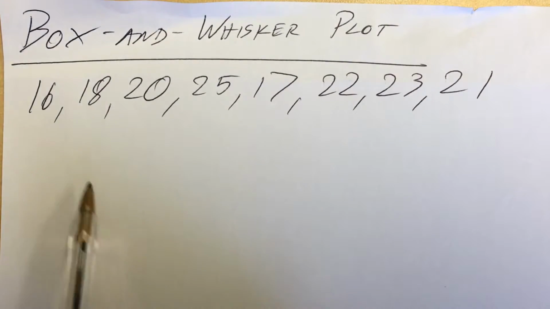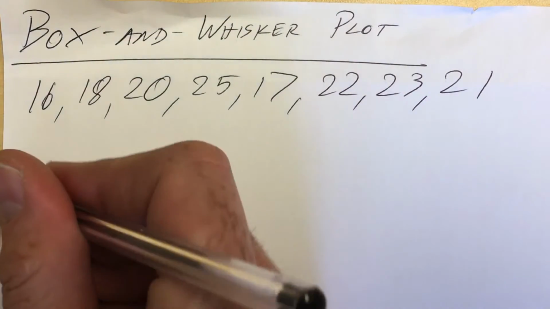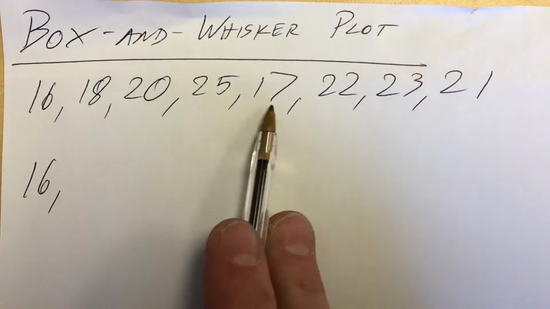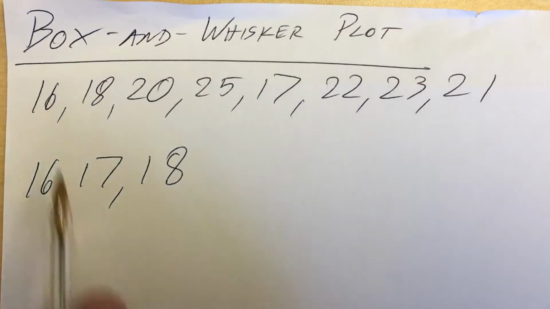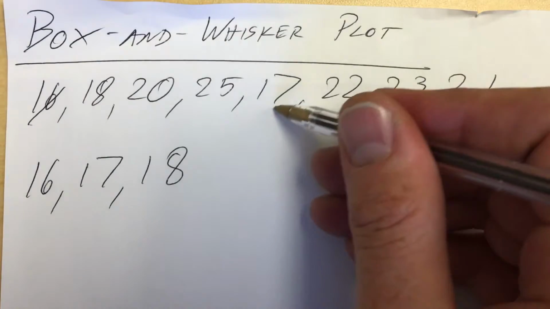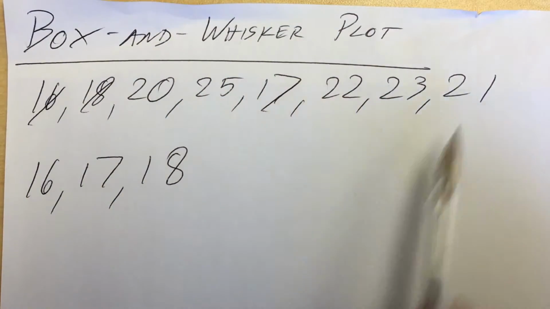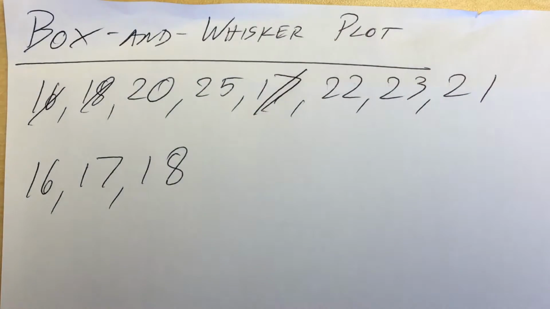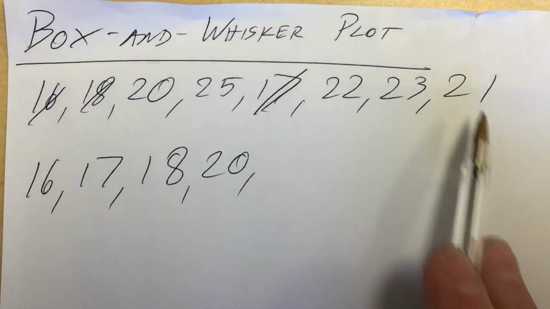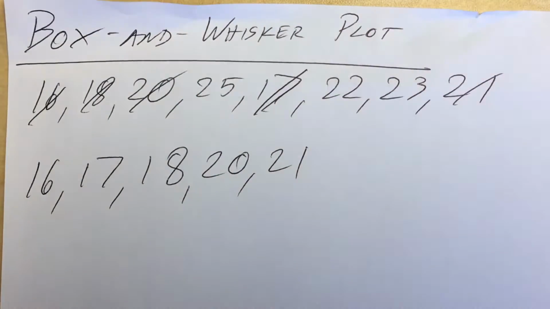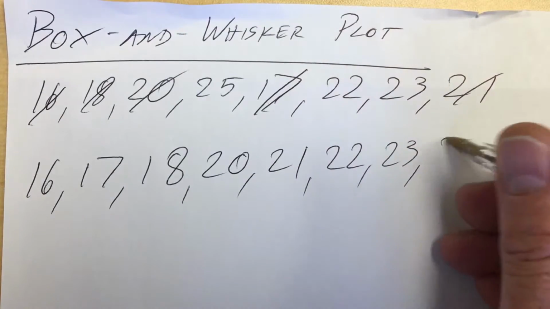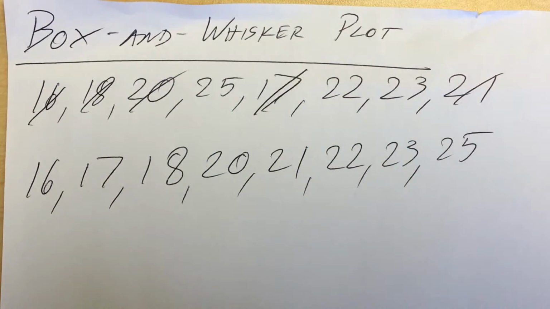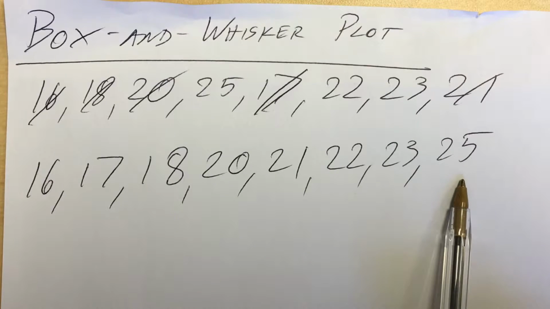Looking for the smallest number first would be 16. After 16, 17, and then 18. If it helps as you rewrite your data, you can cross off the numbers 16, 17, and 18, and continue to put the numbers in order. The next number would be 20, followed by 21, 22, 23, and 25. Once the numbers are in order, we now have our minimum value and our maximum value.